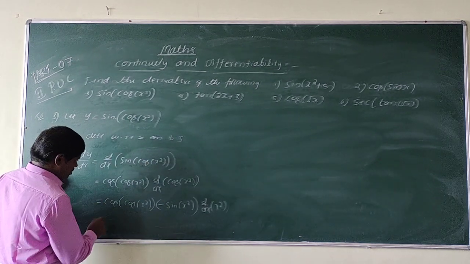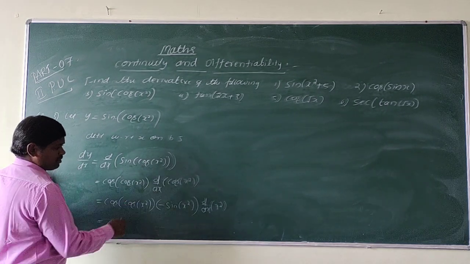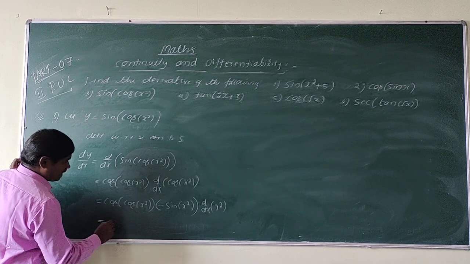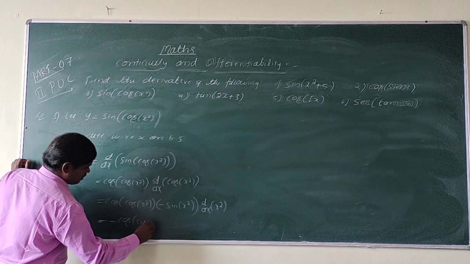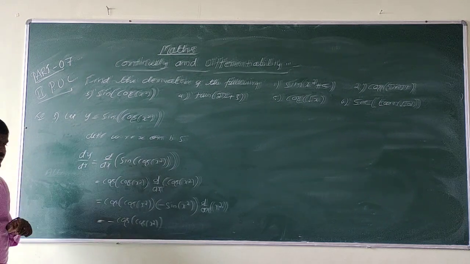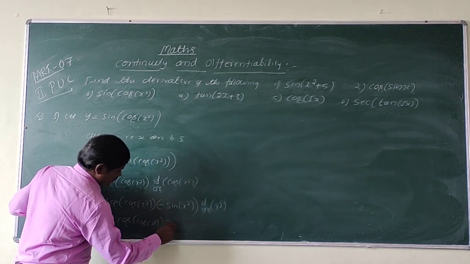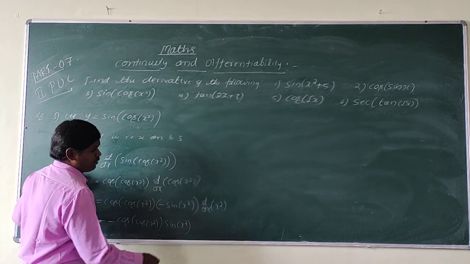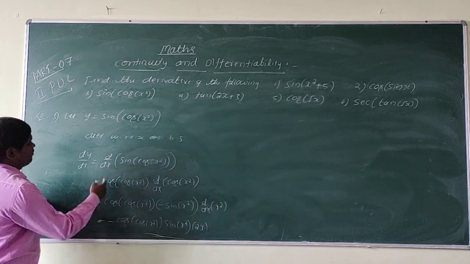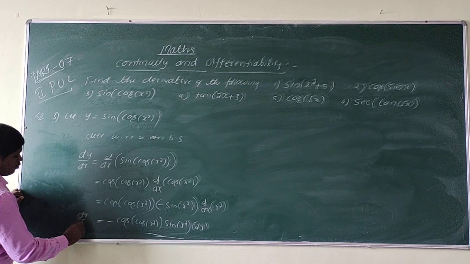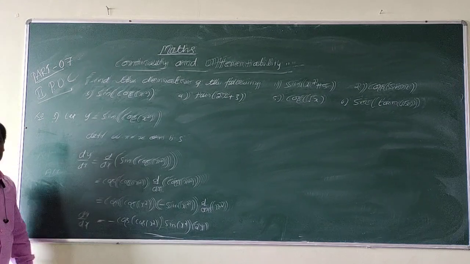Okay, so that is equal to, I am taking the minus, and multiplication is there, so therefore it is equal to minus of cos of x square. Don't neglect brackets, very important. Into sin x square into the differentiation, that is what? 2x. So this is the derivative of the given function y is equal to sin of cos of x square.